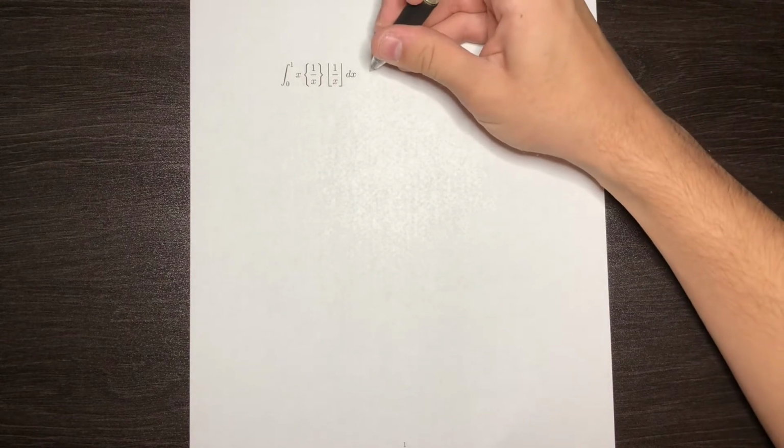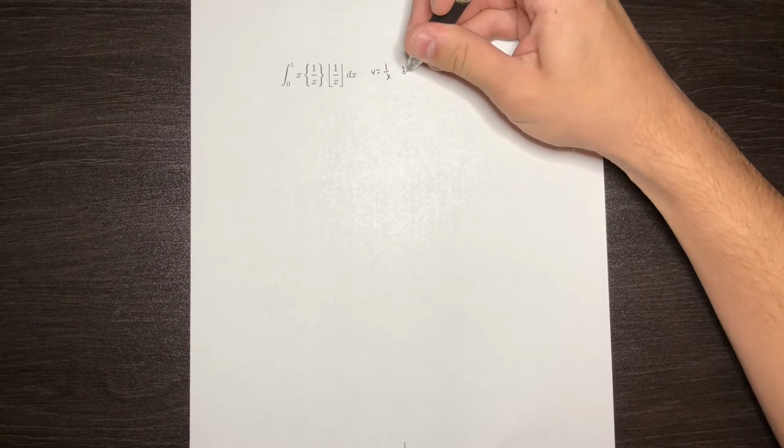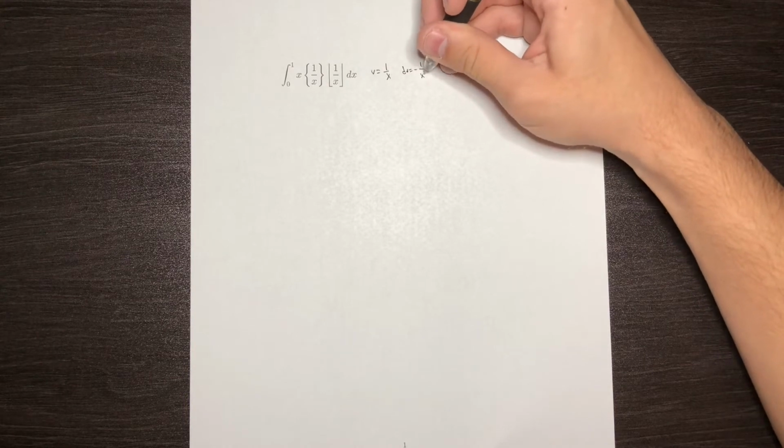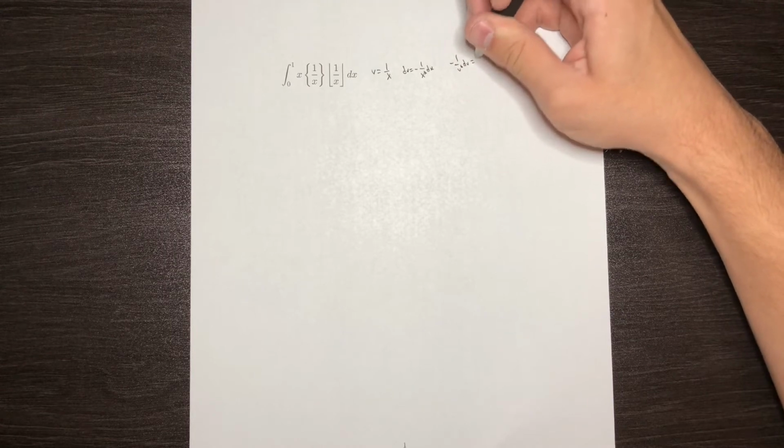so I think I want to get rid of this 1 divided by x. And the way I'm going to do this is I'm going to try u sub of u equals 1 divided by x. So that would make du equal to negative 1 divided by x squared dx, or negative 1 over u squared du equal to dx.